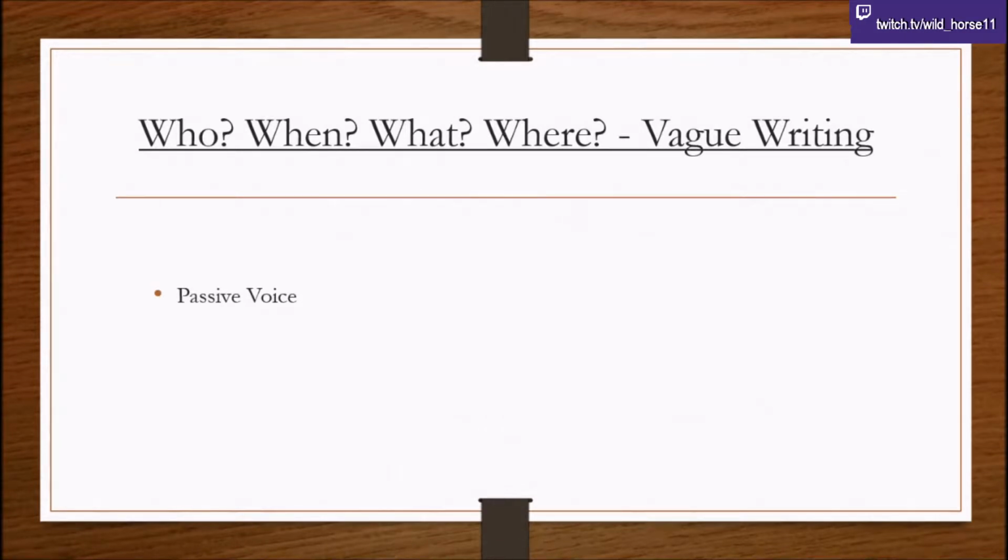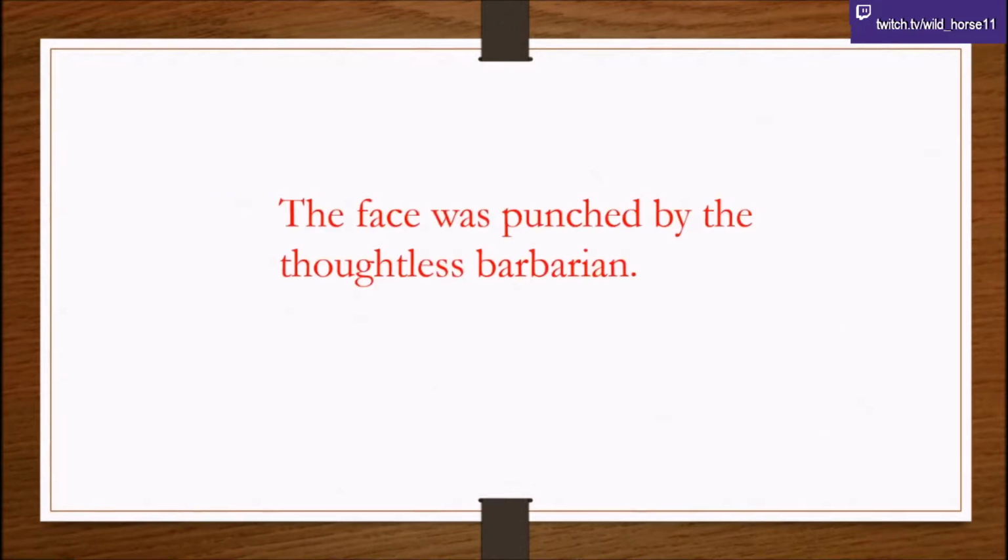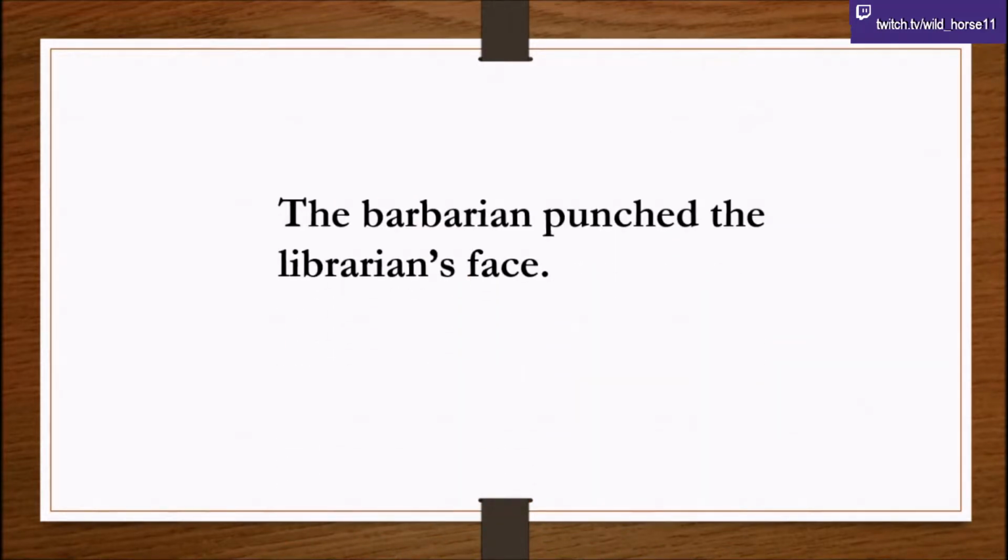Passive voice is when the object of a sentence becomes the subject. Here's an example. The face was punched by the thoughtless barbarian. The reader spends the first few moments trying to figure out who punched the face and who the face belongs to. Passages written in passive voice tend to be wordy and confusing. The action of a sentence is lost, and so is the reader's interest. The main red flag for passive voice is the overuse of the word by. Here would be a corrected version of the sentence. The barbarian punched the barbarian's face.